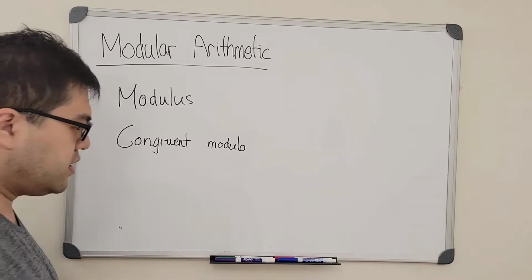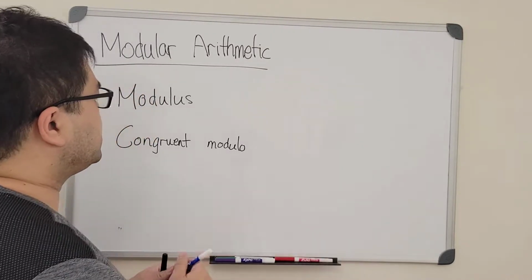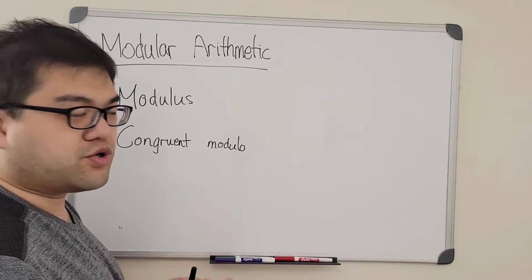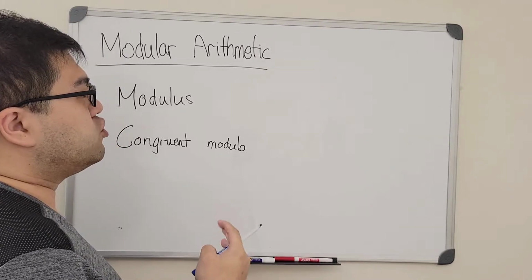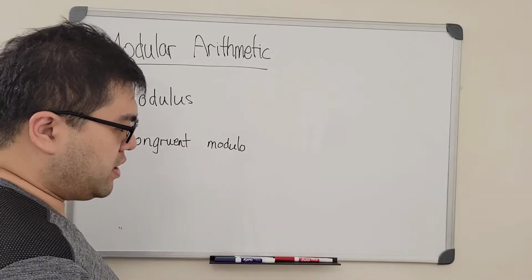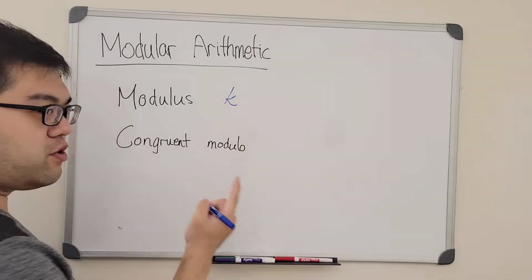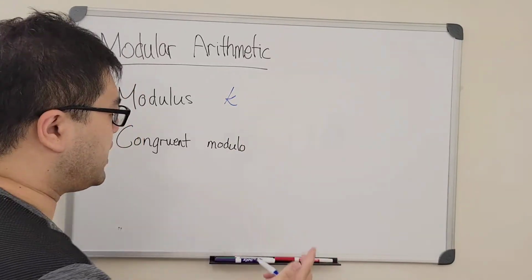So first, let's talk about what modulus is. Modulus is just saying that we're going to choose an integer, or in particular, we would like to choose a natural number. Suppose it is k. Then suppose there are two other integers, a and b.